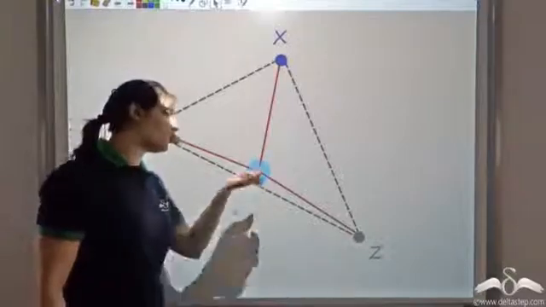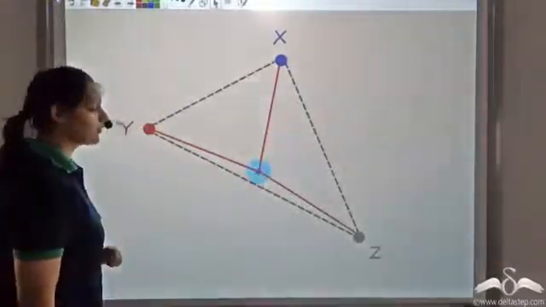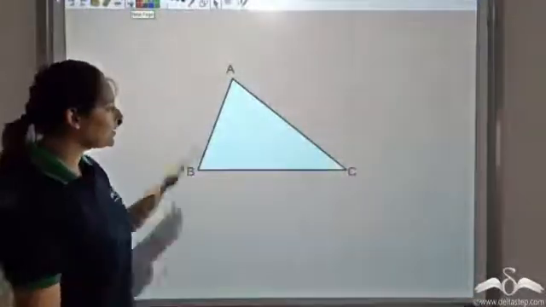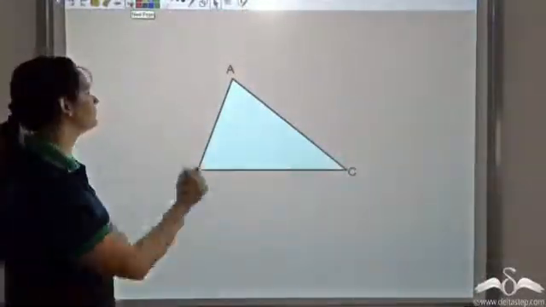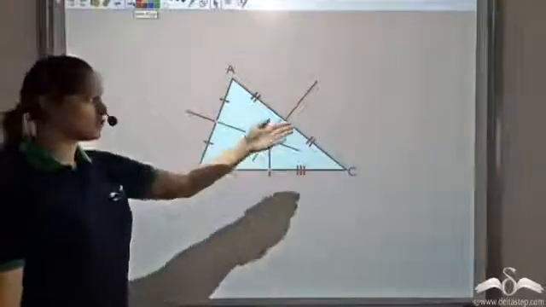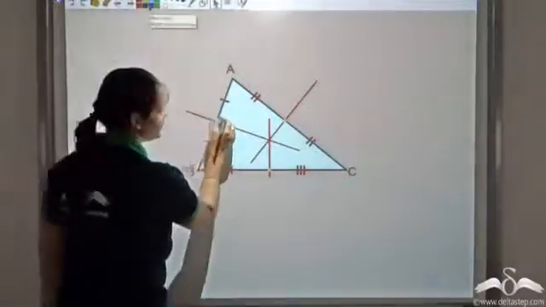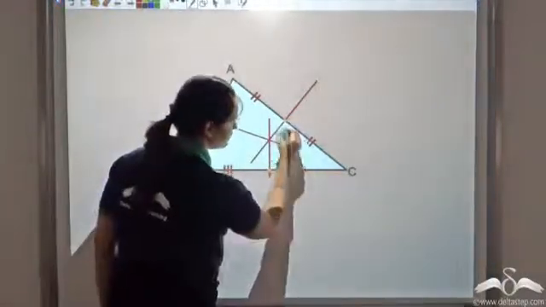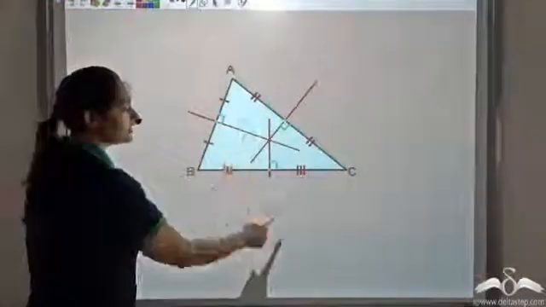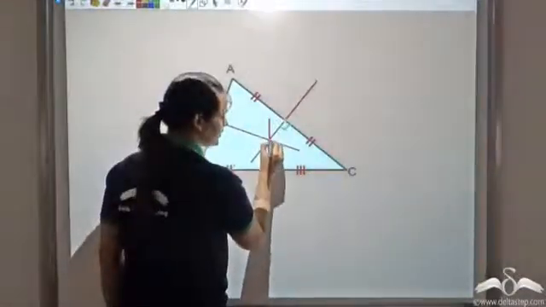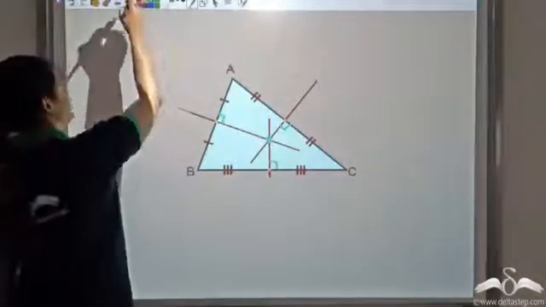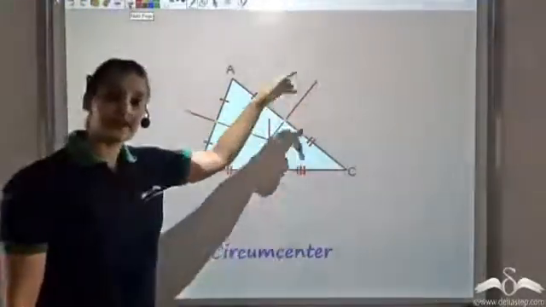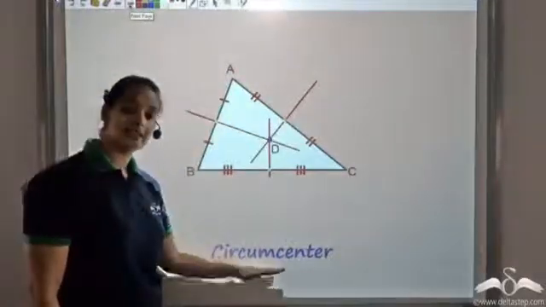But now the question remains, what is this point? What is actually this point? So let us take a triangle ABC. Let's take this triangle and draw perpendicular bisectors to each side. Since they are perpendicular bisectors, not just bisecting, they would also be perpendicular. I see that all these perpendicular bisectors are meeting at one point. They intersect at a point. Let's call this point D, and this point where all the perpendicular bisectors intersect is actually called the circumcenter.